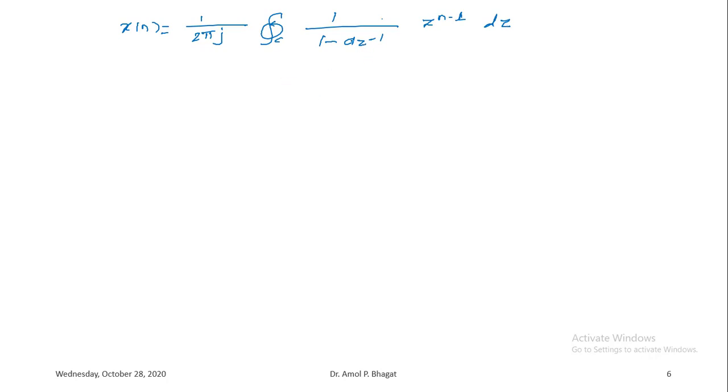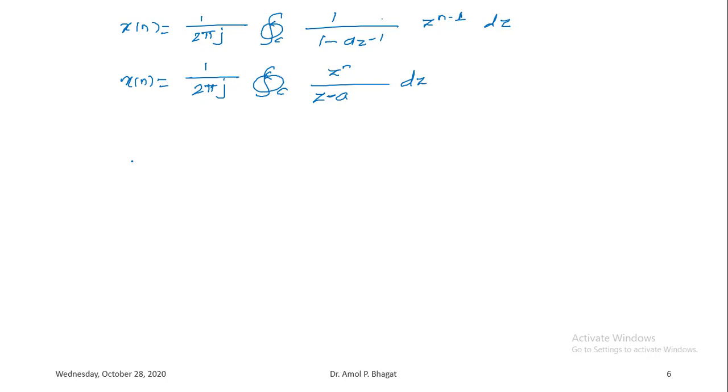If I simply avoid the negative powers of z, I can rewrite it. If I represent it as a upon z instead of a z inverse, it will be z minus a whole upon z. Sending z to the numerator, z will get multiplied with z raised to the power n minus 1, so it will be simply z to the power n. So I can represent it as x of n is equal to 1 upon 2 pi j contour integral of z to the power n upon z minus a, dz. This is how you can represent it.